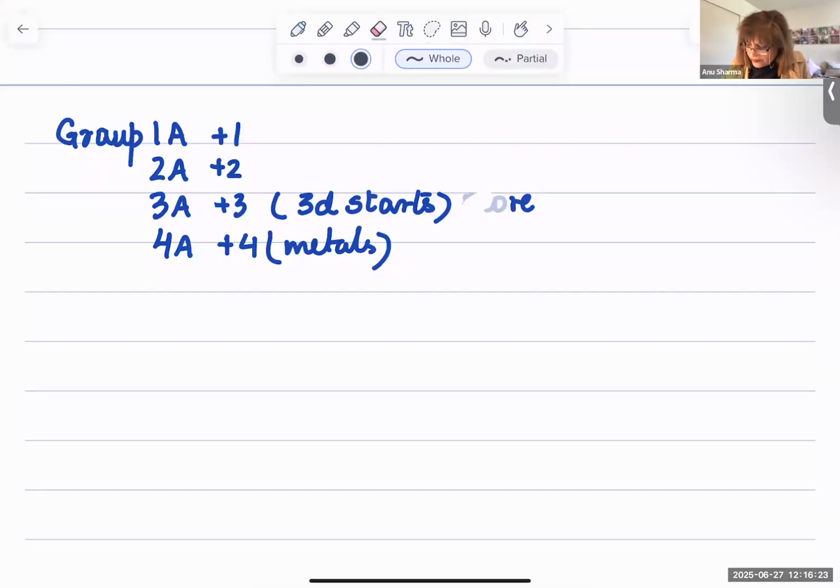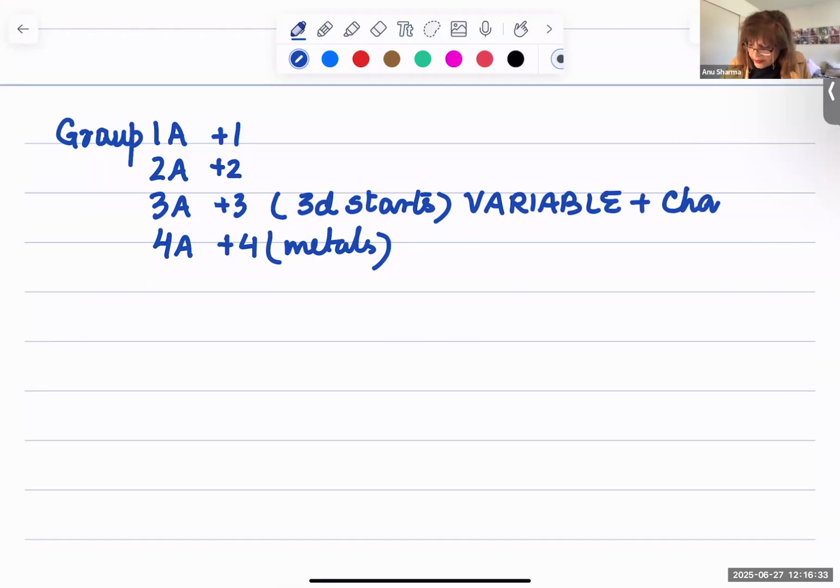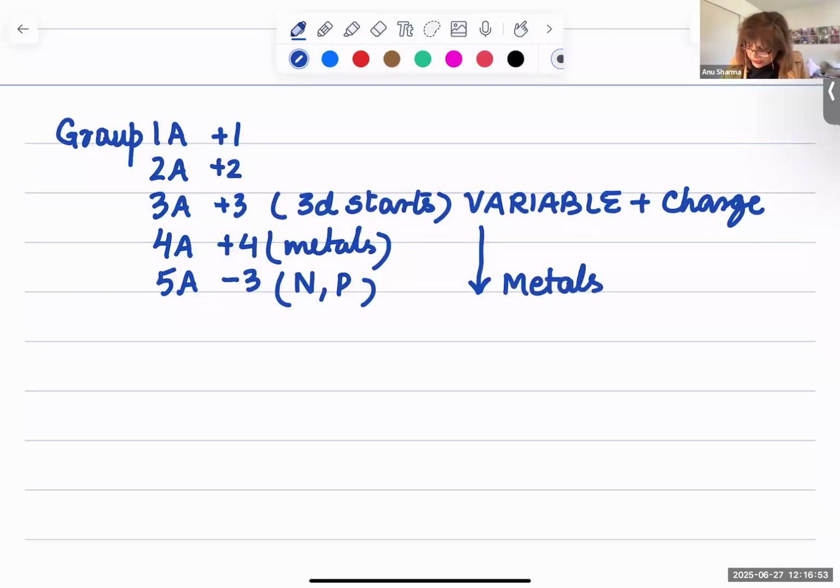So let's just put this here, variable plus charge starts from here. Okay, and then you go down. 5A is -3 for the non-metals, such as nitrogen and phosphorus. But for the metals, it is variable. Then just continue to go down. Variable plus, so +3 charge for the metals.